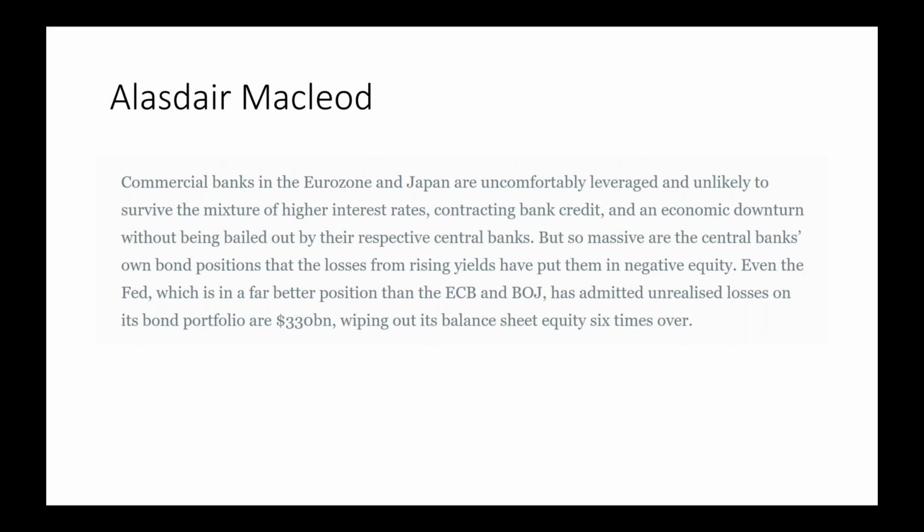Commercial banks in Europe and Japan are uncomfortably leveraged, and they're unlikely to survive the mixture of higher interest rates, contracting bank credit, and an economic downturn without being bailed out by their central banks. And keep in mind that when credit begins to contract, it's because typically there's too much debt to be paid. When debt goes unpaid, currency disappears from the financial system and we have deflation. And if the central banks elect to try to bail out these failing banks, they have to create currency out of thin air to do so. And it's a vicious cycle.